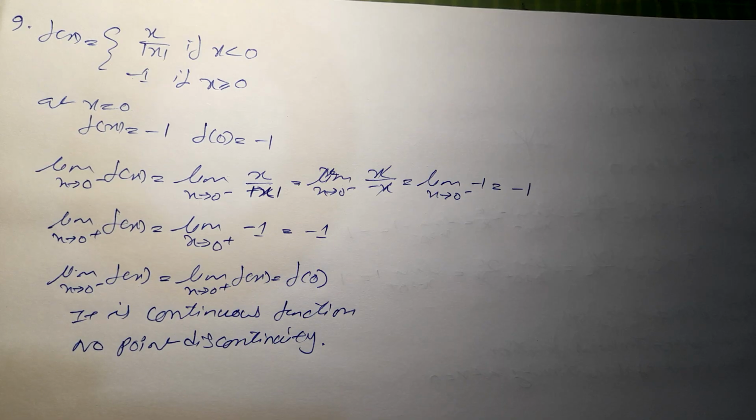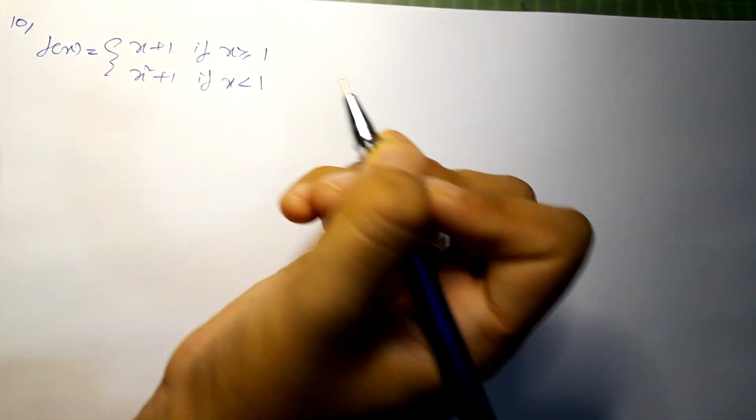This is question number 9. Question number 10. f of x is equal to x plus 1 if x is greater than or equal to 1, x square plus 1 if x is less than 1.